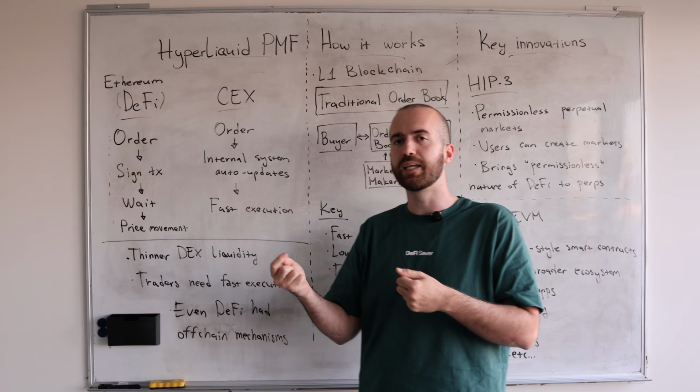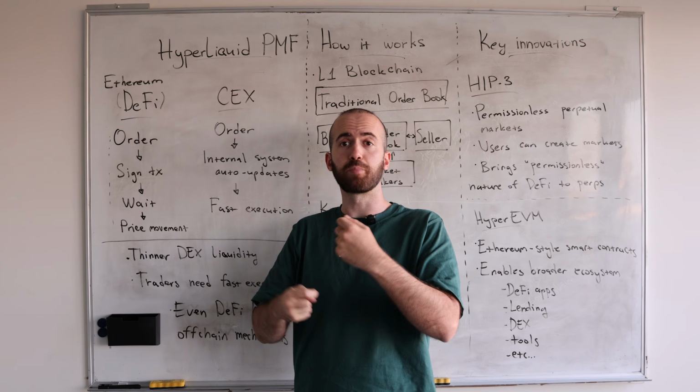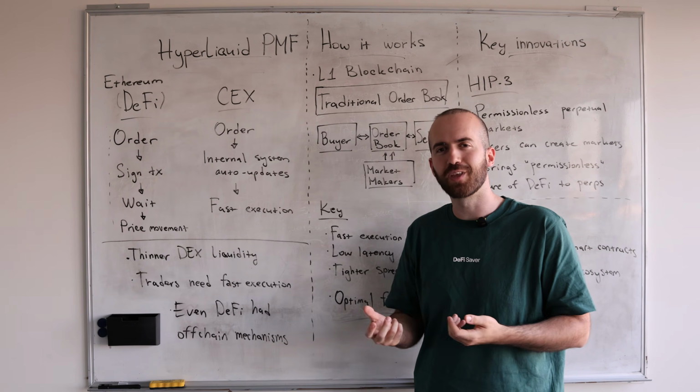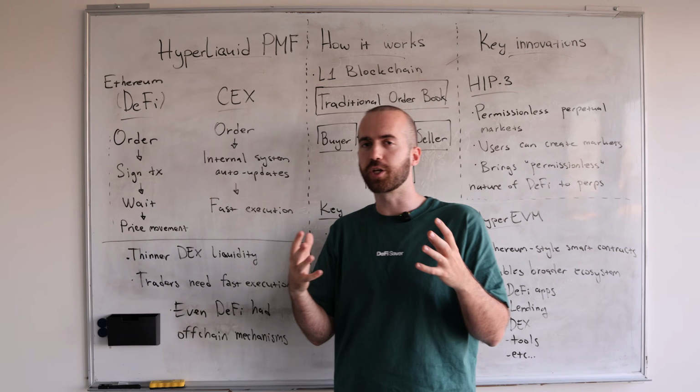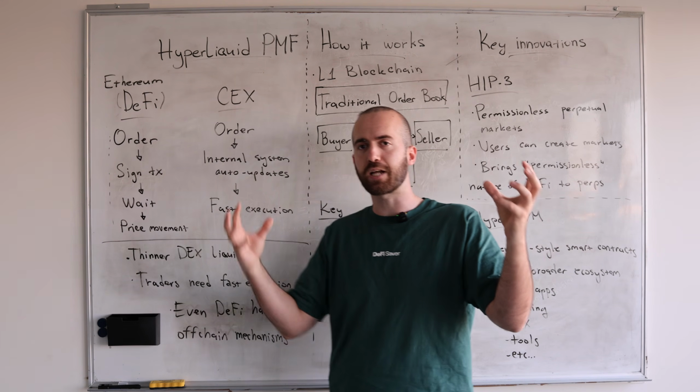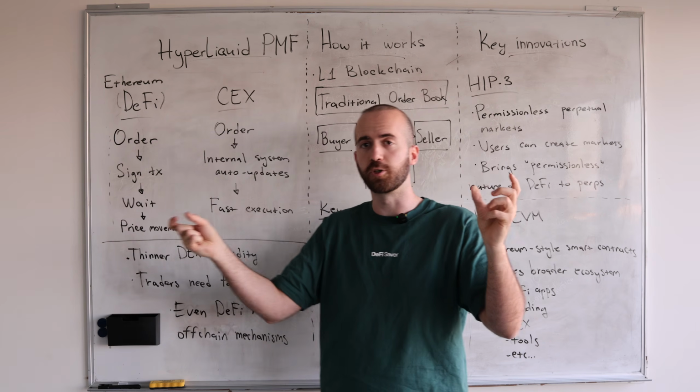Initially, DeFi had apps that used an automated market maker mechanism where traders interacted with a liquidity pool instead of matching peer-to-peer. And the issue there is that there's a lot of price movement when you're interacting with a pool instead of matching a buy and sell order.